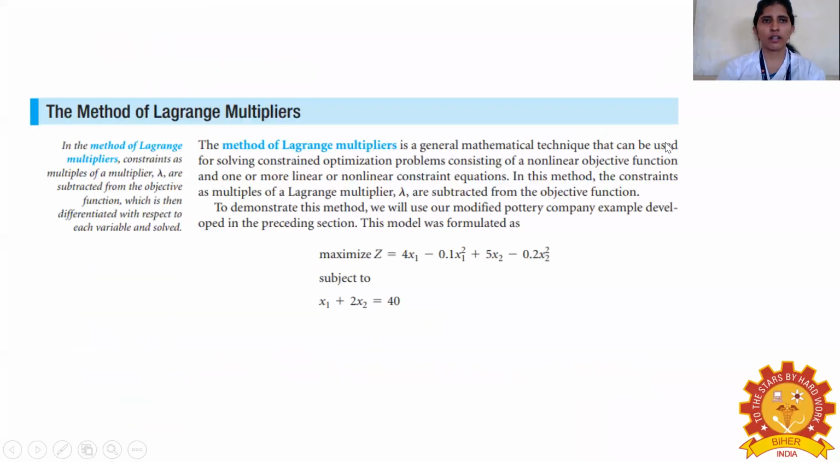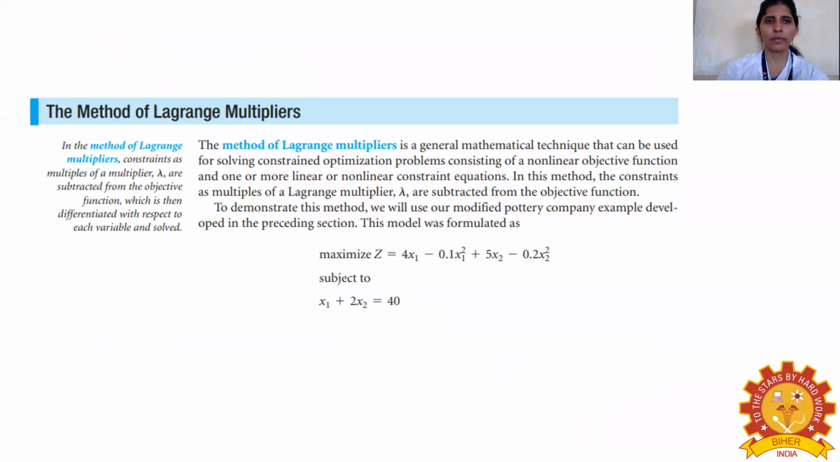Okay, so next we'll move on to the method of Lagrange multipliers. This method of Lagrange multipliers is a general mathematical technique that can be used for solving constrained optimization problems that consist of a nonlinear objective function and one or more linear or nonlinear constraint equations. In this method, the constraints, as multiples of a Lagrange multiplier, which we specify as lambda, are subtracted from the objective function. To demonstrate this method, we will use our modified pottery company example.